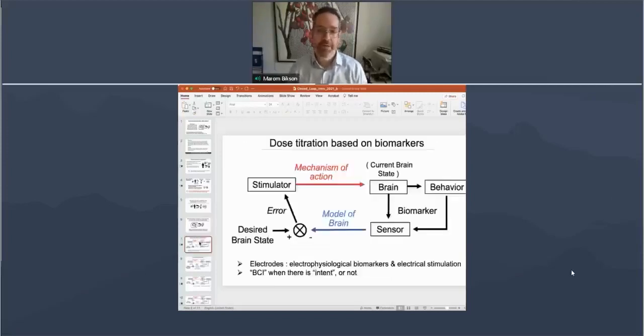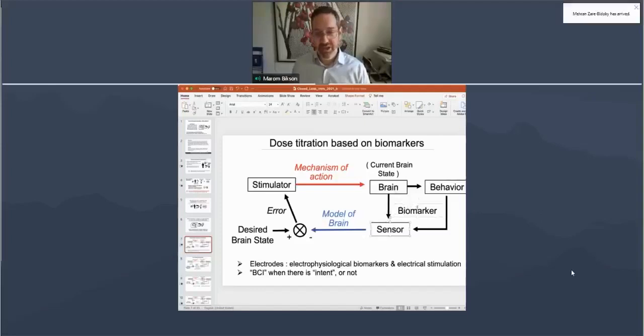Okay, a basic block diagram of how we could think about dose titration based on biomarkers. And so let's start here, we have the brain, and the brain has a certain brain state. We can think simplistically, healthy state, unhealthy state. But that's not necessarily apparent to us, right? We don't have direct insight into that. But what we can do is we can use a biomarker, such as BOLD fMRI, alpha spectrum in the EEG, whatever it is, which we will detect via sensor.